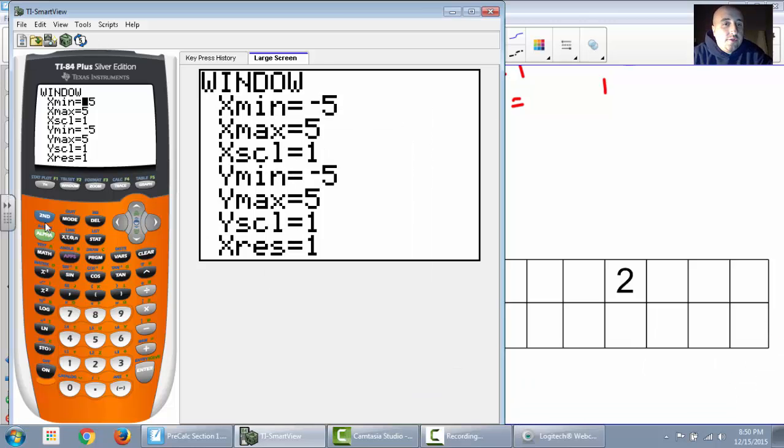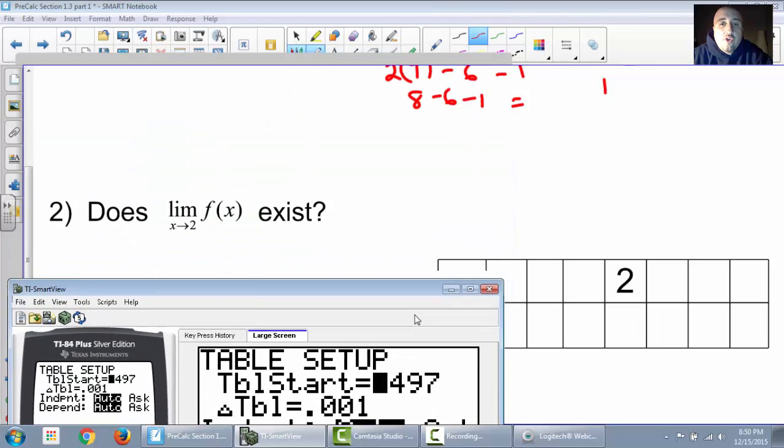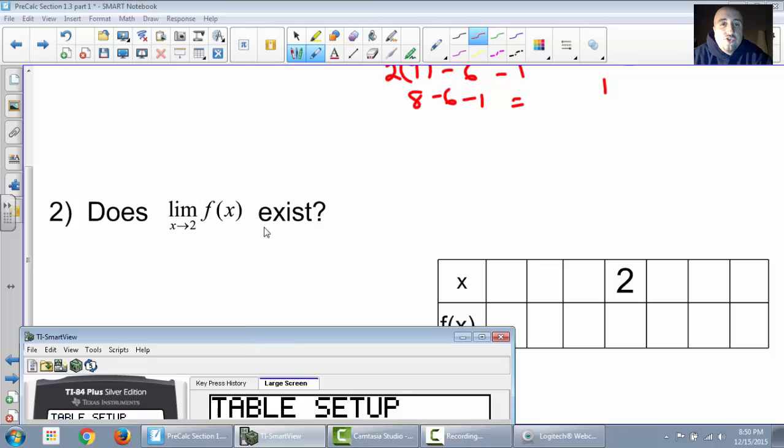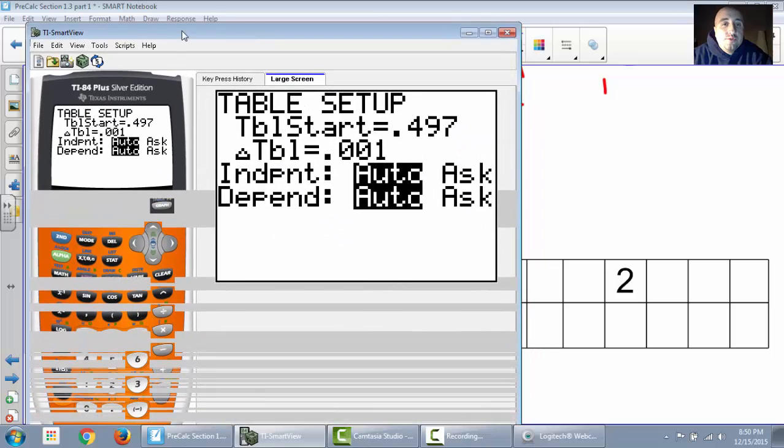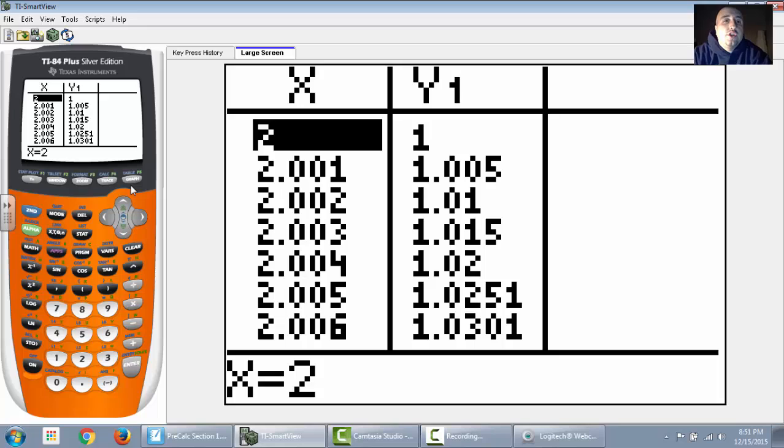Sorry, I need to put my cat out of the room. So you need to go second window, and this is our table setup. We are going to start our table at the number that we're trying to find the limit of. So we're trying to find the limit at 2, so I'm going to start my table at 2. The table is going to go by 0.001 because we want to get really, really close. So our numbers are going to change by 0.001. Then we go to second graph and look at our table.